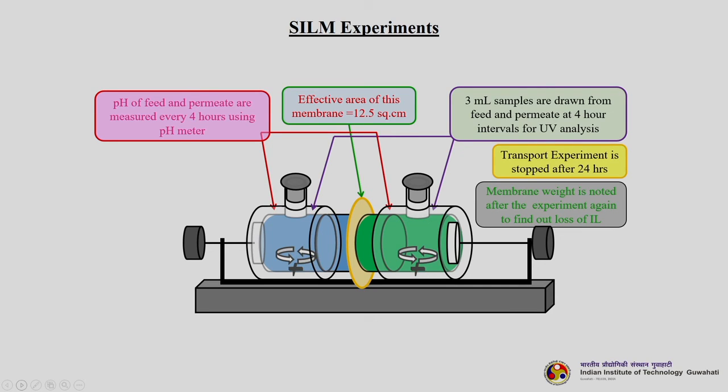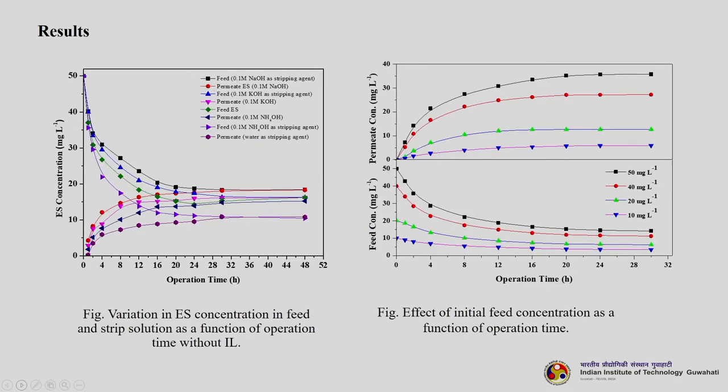Why have we chosen ionic liquid? Basically, they are green solvents. Second thing is that they are highly viscous. So, if the liquid membrane viscosity is higher, then its impregnation inside the porous membrane, or the pores of the membrane support, will be better. So, that is the idea actually.